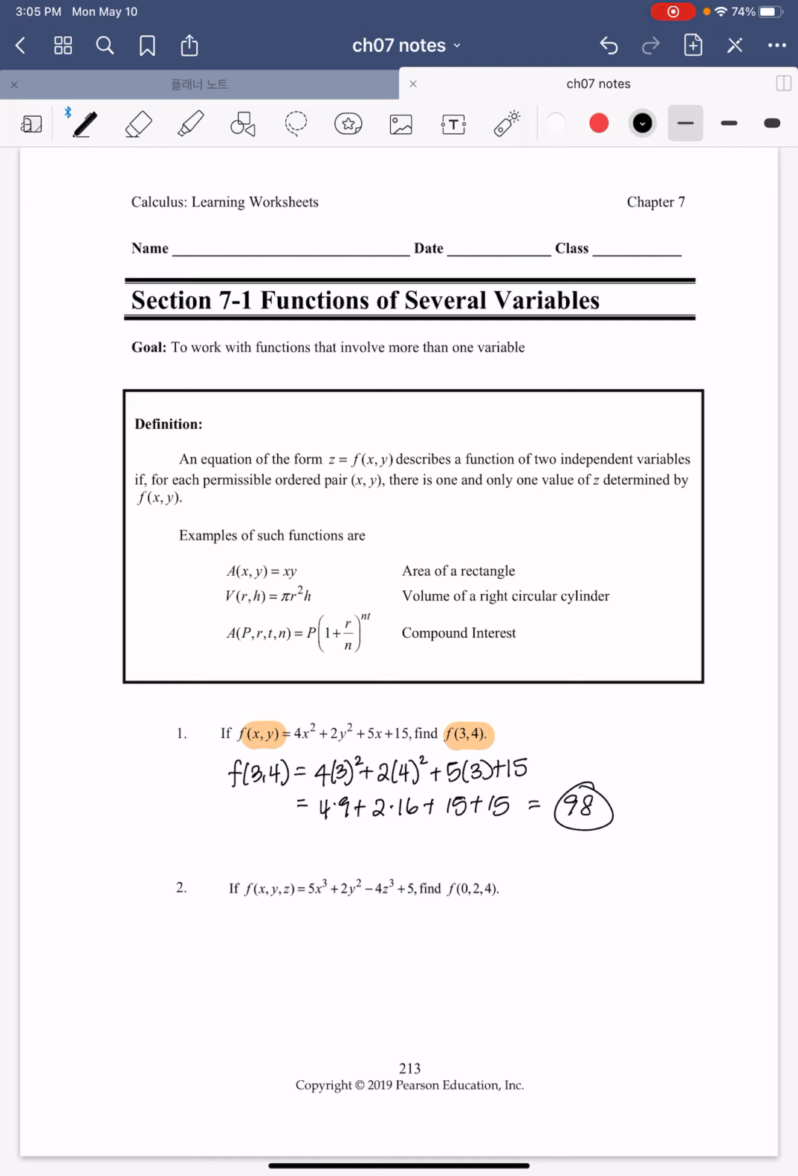Let's do one more. This time we have three different variables. 0 will represent x, 2 will represent y, and then 4 will represent z. So simply plug it in. 5 times 0 cubed plus 2 times 2 squared minus 4 times 4 cubed plus 5. This will be 0. This will be 8. And then we have 4 times 64 plus 5.